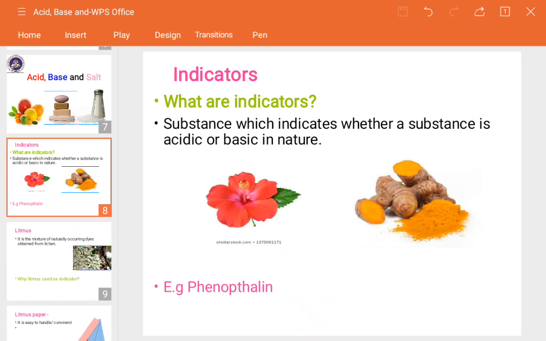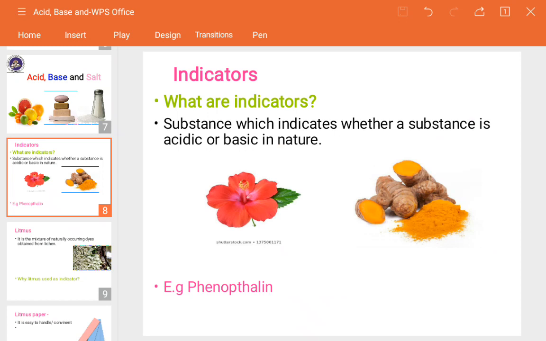Now one example is phenolphthalein. What is phenolphthalein? It is a chemical which we use in the laboratory as a solution to find out the color. It is colorless. We know that a neutral substance is any substance which is neither acidic nor basic. So this is also one type of indicator.